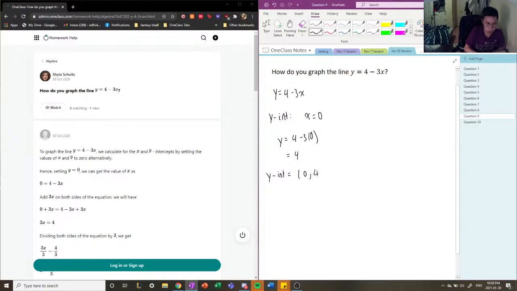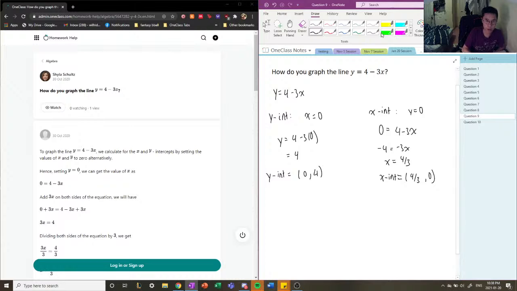(0, 4). For the x-intercept, we're going to set y equal to 0, because when the graph intercepts the x-axis, our y value is also equal to 0. So if y is equal to 0, we have 0 equals 4 minus 3x, so negative 4 equals negative 3x, and we have x equals 4/3. That means the x-intercept is (4/3, 0).